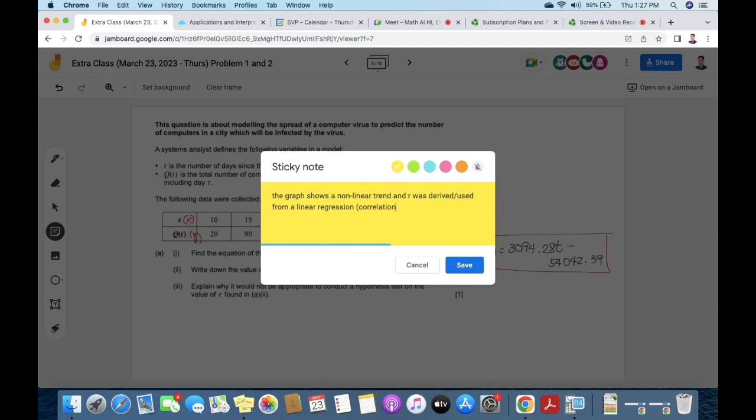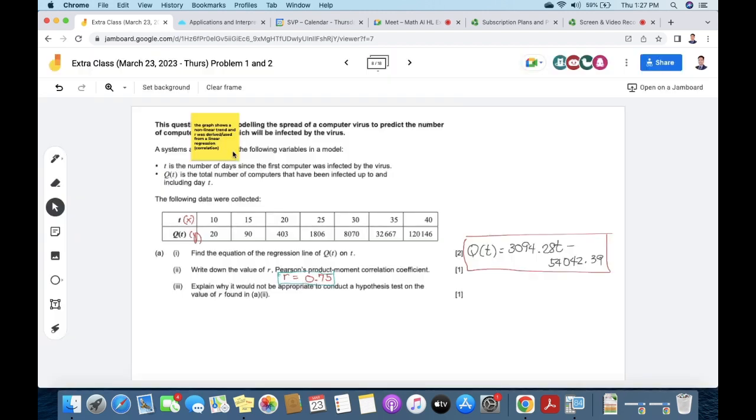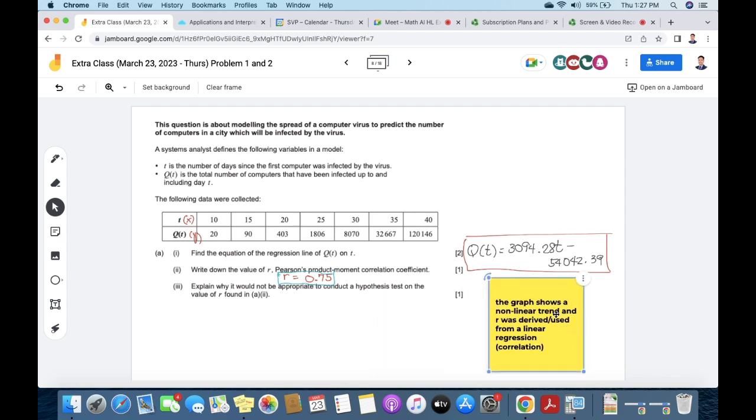Because your graph doesn't show a linear trend, we cannot run a hypothesis test. It won't fit. It's not appropriate at all. All right, so that's it. Questions, clarifications. I will allow you to take a look at this first and try to understand the situation before we proceed to the next.